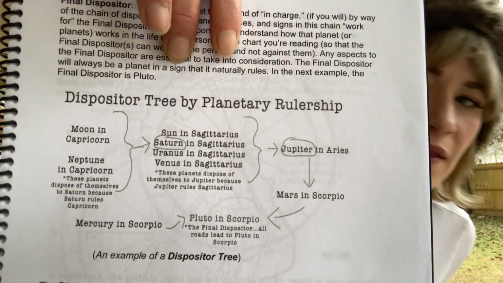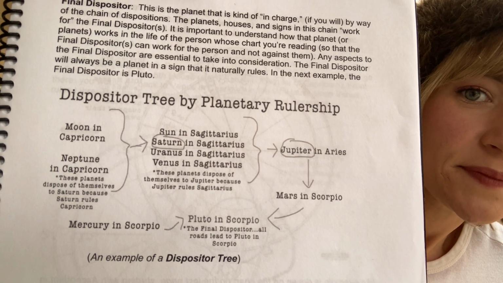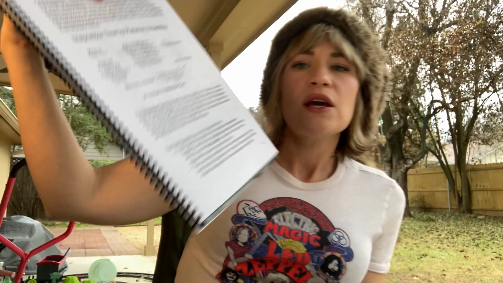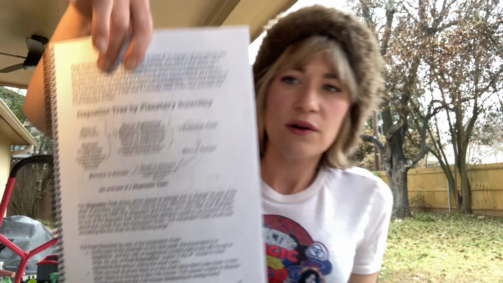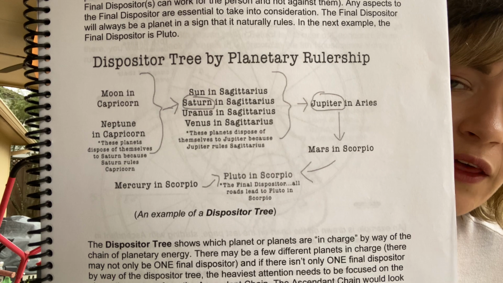What I recommend doing to find your final dispositor is to create something that looks kind of like this, a dispositor tree by planetary rulership. Essentially you write out where each planet falls, and then you take an arrow and write where that sign's planetary ruler falls, and then continue on like that. It'll tell you what planet all the other planets bend to.